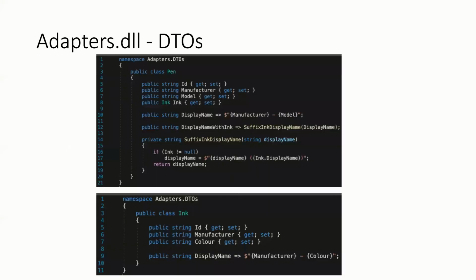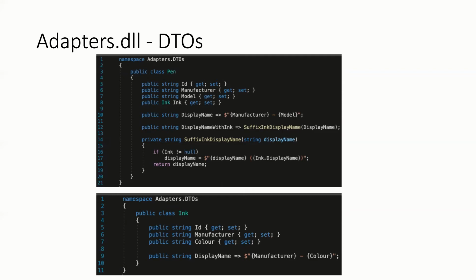So we have a look at the adapters DLL, which is a .NET Standard class library. We've got our DTOs, and I've put those into the same component here rather than segregating them out. We'll see why, because there's no need to. I've got the pen and the ink, and these are very similar to the use case DTOs. I'm starting to think about the user interface, though, in the sense that we're probably going to want a display name.